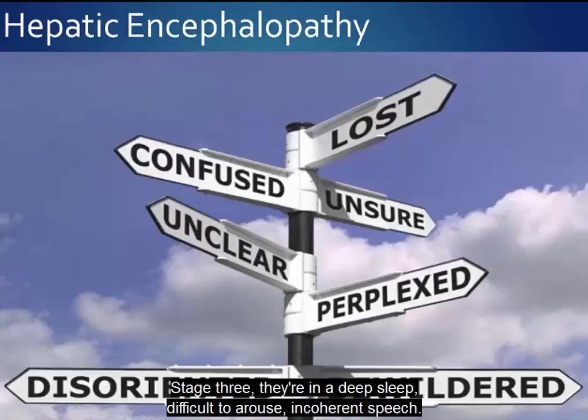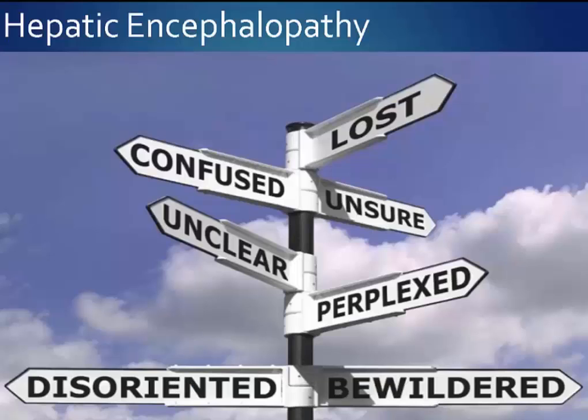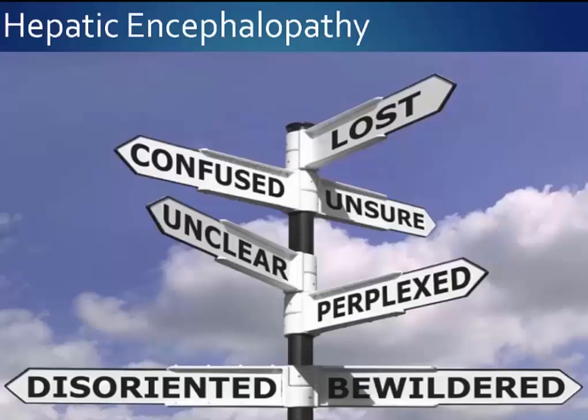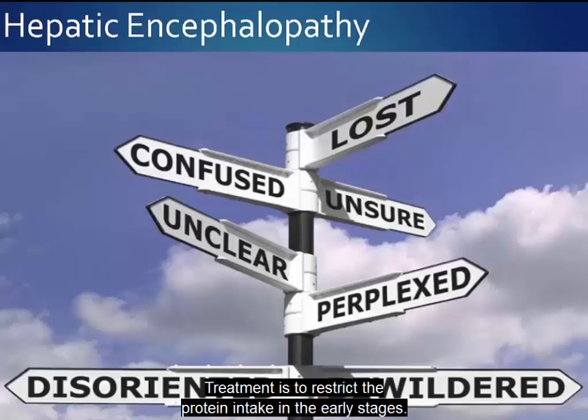Stage 3, they're in a deep sleep, difficult to arouse, with incoherent speech. Clinical signs are increased deep tendon reflexes, rigidity of extremities, and markedly abnormal EEG. Stage 4 is comatose. Treatment is to restrict the protein intake in the early stages.